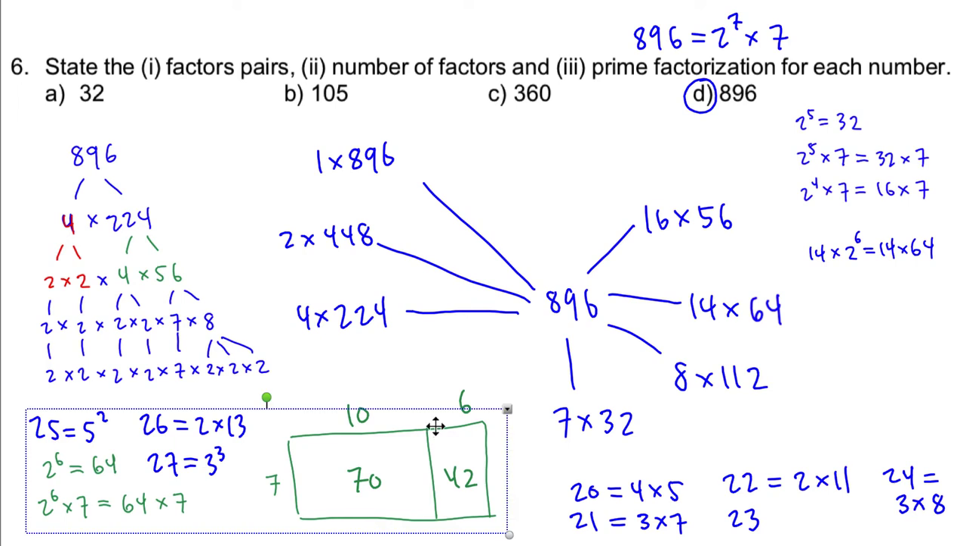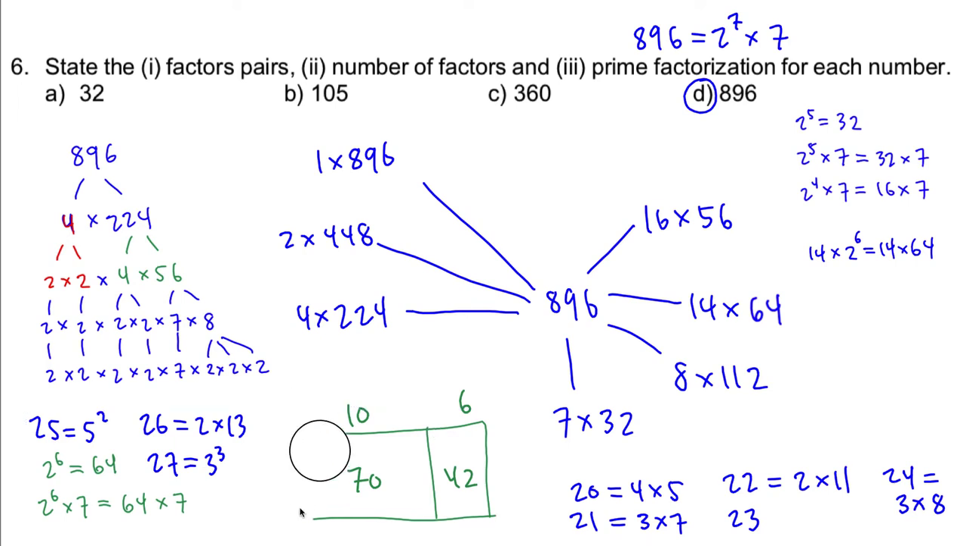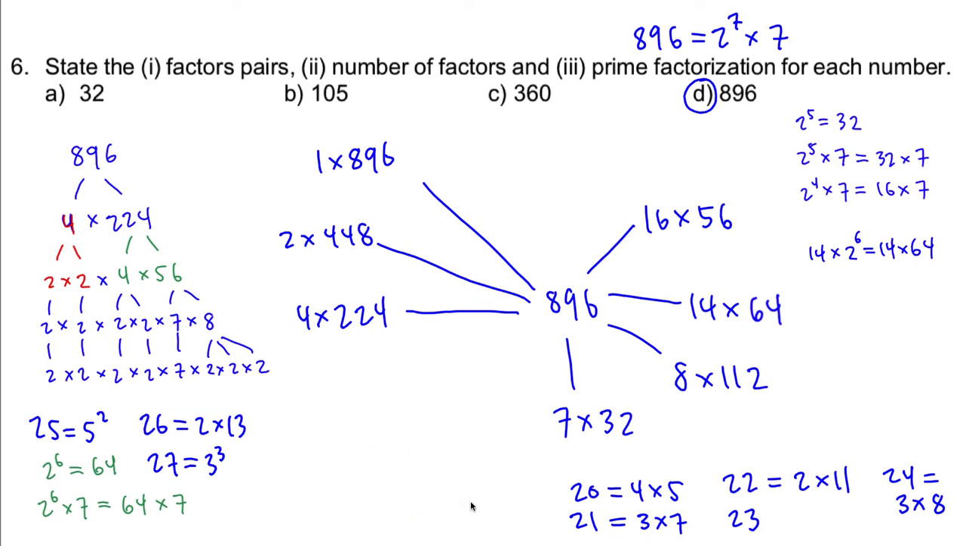I think I'm going to remove this box here so I have some more room. After 27 comes 28, which is 4 times 7. Well, we don't have any 4s, but we do have 2 2s. So this is 2 times 2 times 7, which we do have. So we need to find a factor partner for 28.